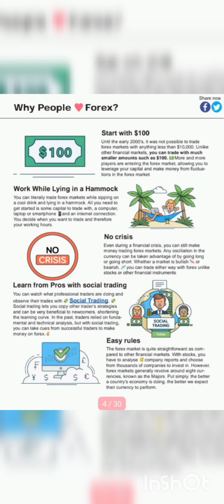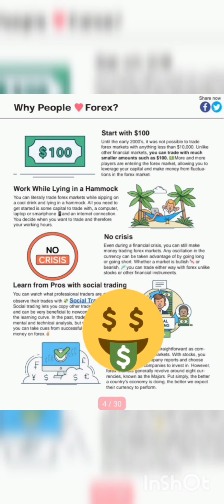Learn from pros with social trading. You go on their media, see their trading strategies, and then copy them. Forex has easy rules. The forex market is quite straightforward compared to other financial markets. With stocks, you have to analyze company reports and choose. Forex markets generally revolve around 8 currencies known as majors. Put simply, the better a country's economy is doing, the better we expect its currency to perform. That's how it works.